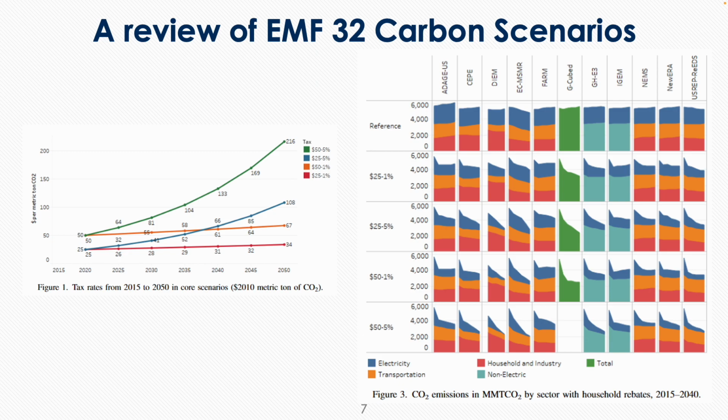So each column is a different model. And you can see if we had a $25 carbon tax at a 1% discount rate, a $25 carbon tax at a 5% discount rate, $50 at 1%, $50 at 5%. And you can see how the emissions by sector are going to be affected. So green is if they didn't break it out by sectors. And then some of the models break it out by electricity, transportation, household and industry, and then some just have electricity and non-electric.